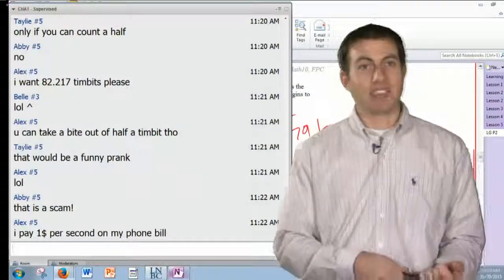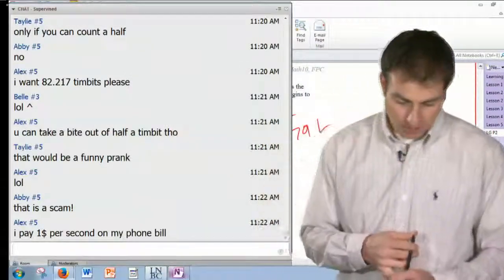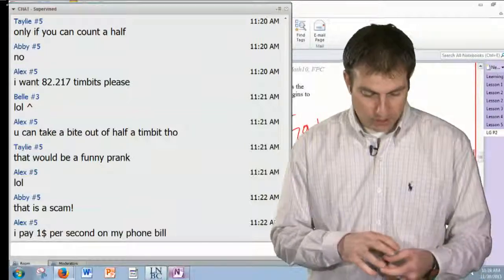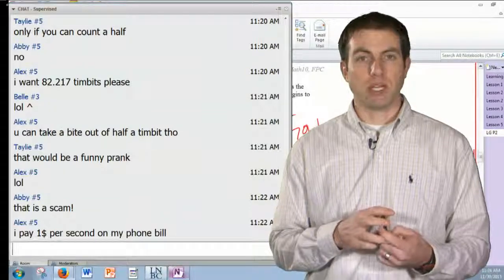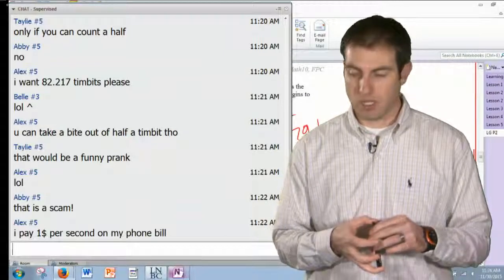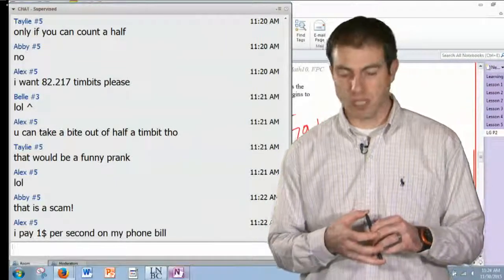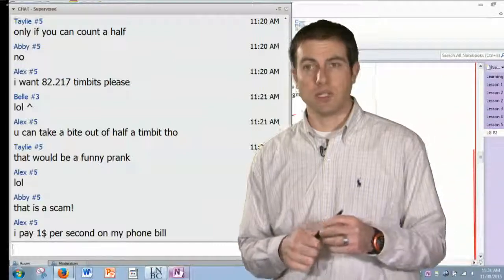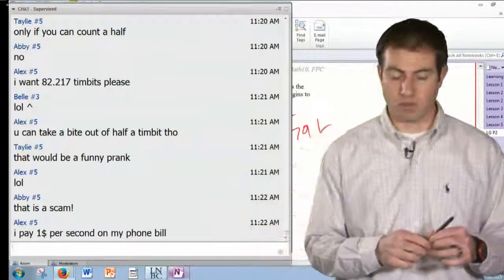So Abby's now concerned about cell phone bills. $1 per second on my phone bill. Yeah, some bills are per second. It just depends on your bill. I usually pay per minute billing or per second billing. So the difference between the two can be substantial over the course of a month.